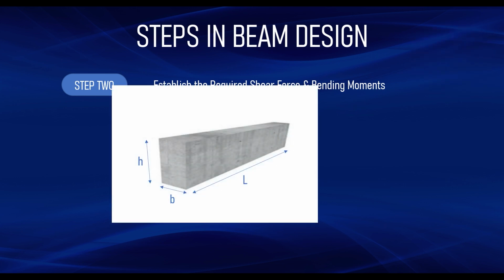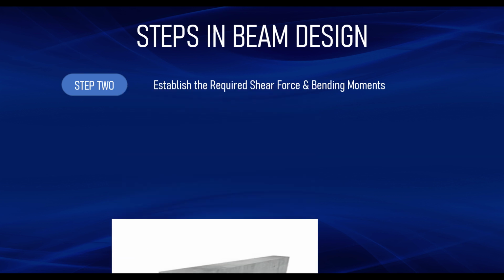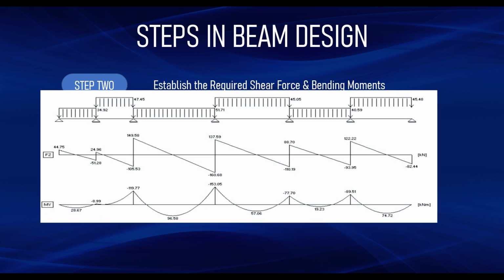This is a typical section of the beam. B is the width of the beam, H is the height of the beam, L is the length of the beam. I've already determined B to be 230, H to be 450. Then we've determined our effective depth to be 407 millimeters. So let's assume that this is our beam and this beam is loaded as shown in the diagram. The analysis of this is one of a beam that I've analyzed using Beamax.